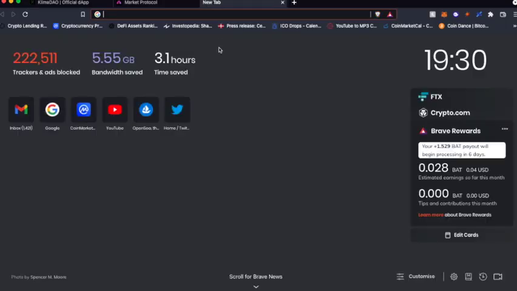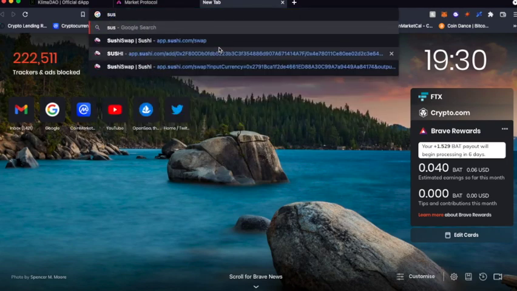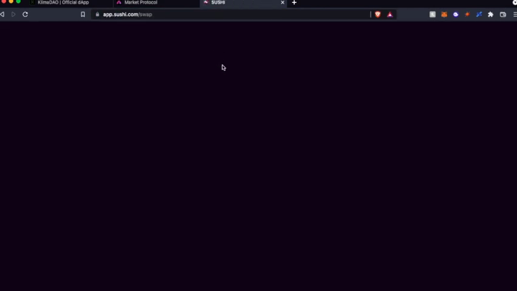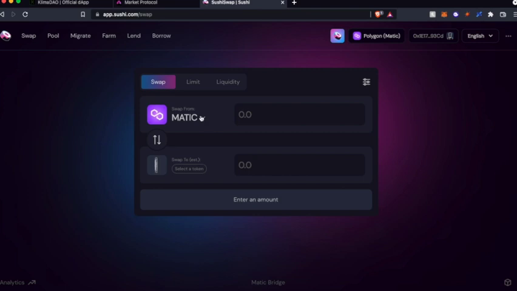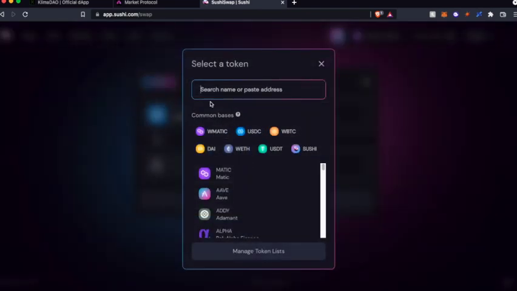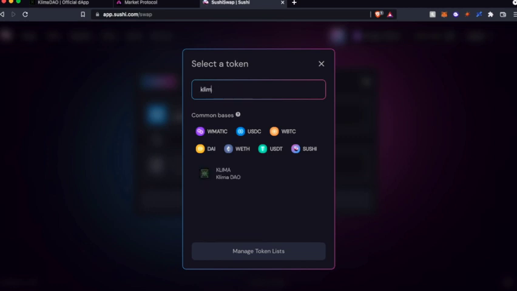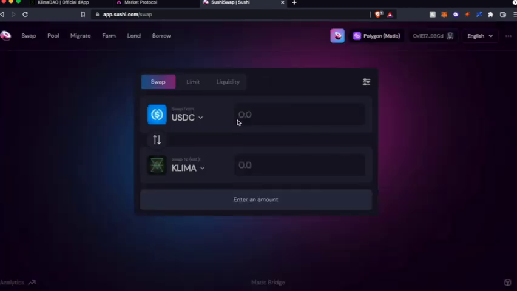Now step three would be I'll go to SushiSwap, and I will swap my token to Klima.